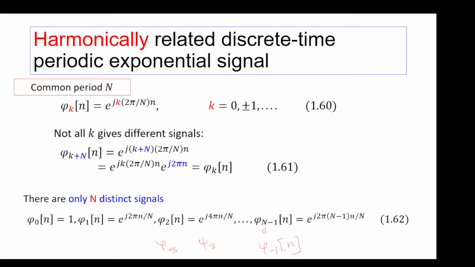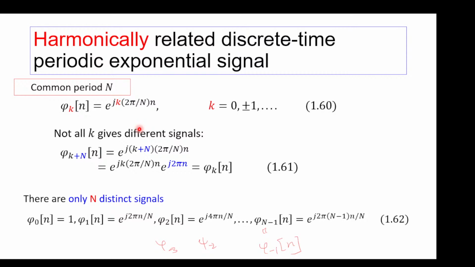And let's get a very quick review of last time. Last time we went over discrete time periodic complex exponentials and harmonically related discrete time signals. For those harmonically related signals, you have a common period N. And just like continuous time, the harmonically related signals are e^(jk2πn/N), with small n the time index and k being integers.